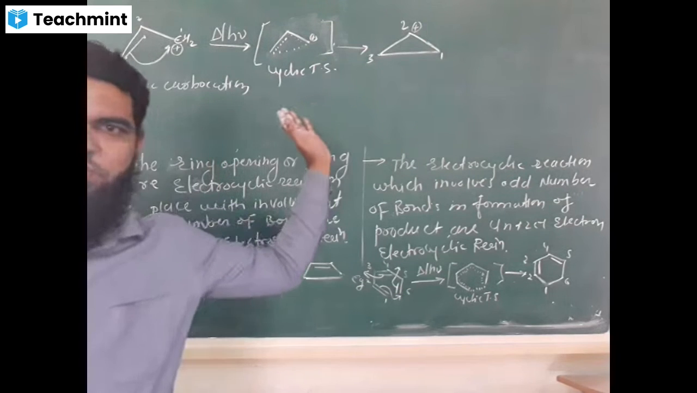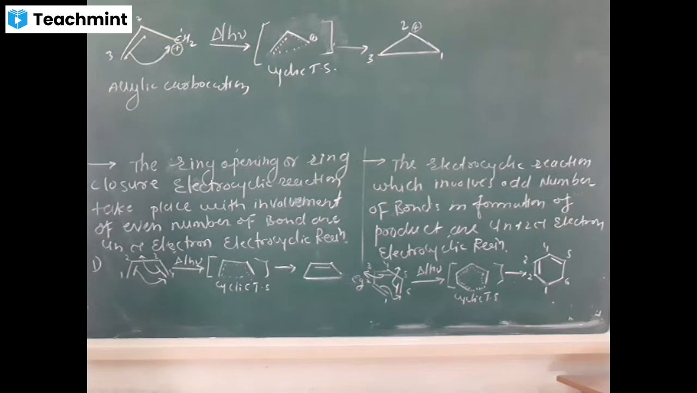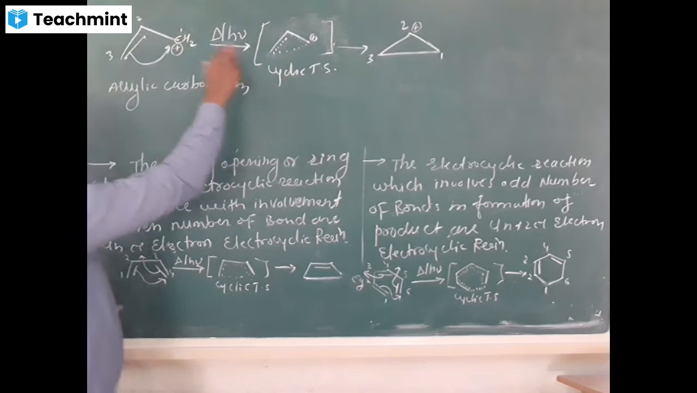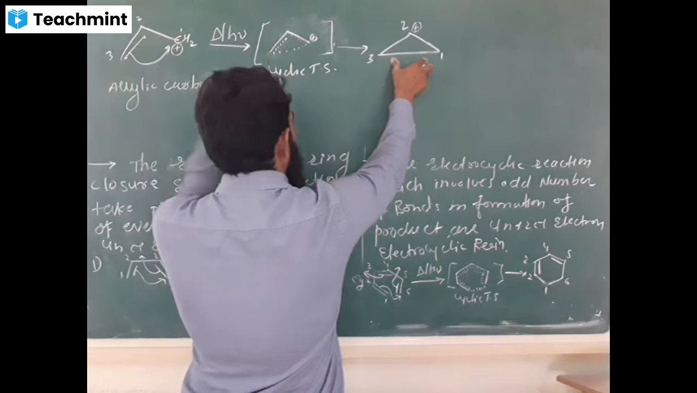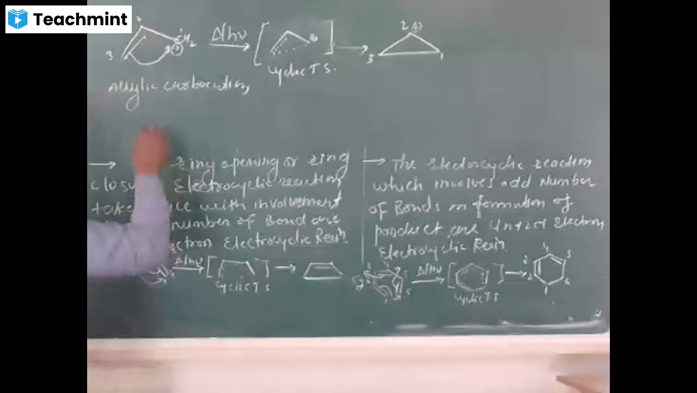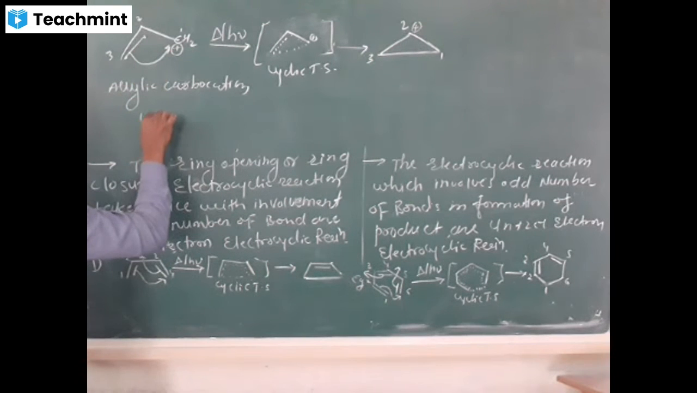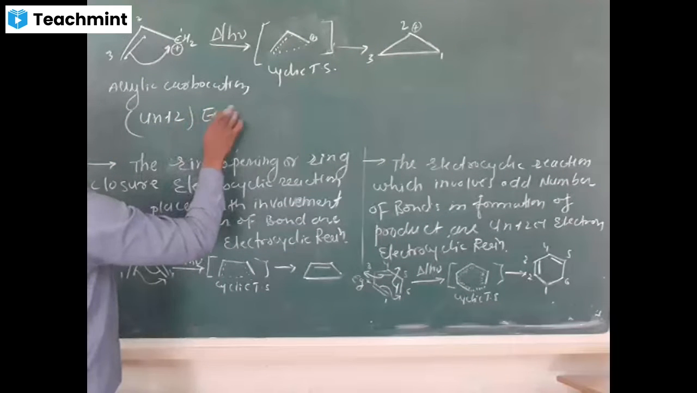So this is a 4n+2 pi electron system. What we have observed here is that one pi bond is broken and gets converted into one sigma bond. Only one bond is involved in product formation, and that's why this is an odd number of electrons, and this is a 4n+2 pi electron system. So here it is a 4n+2 electrocyclic reaction.